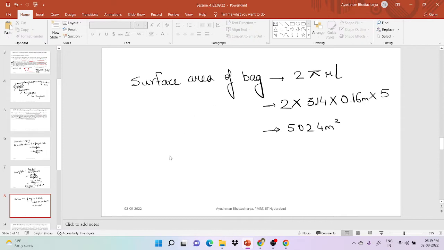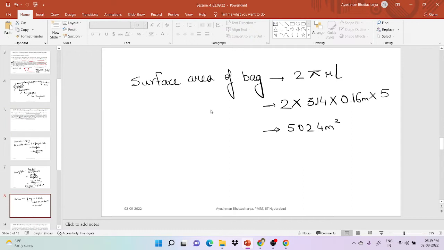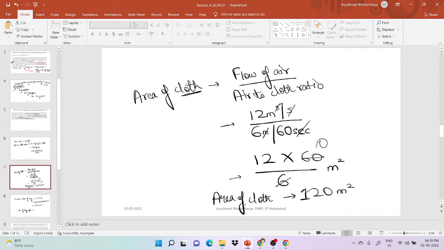Here they have given the size of the individual bag, and from there we have calculated the surface area of the bag. So now for the number of bags required, this is the surface area of the bag, and here we have already calculated the area of cloth, 120 meter square.